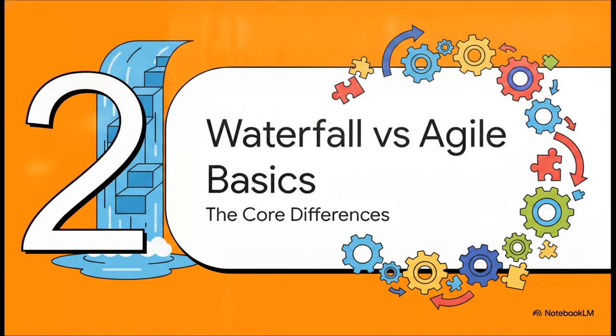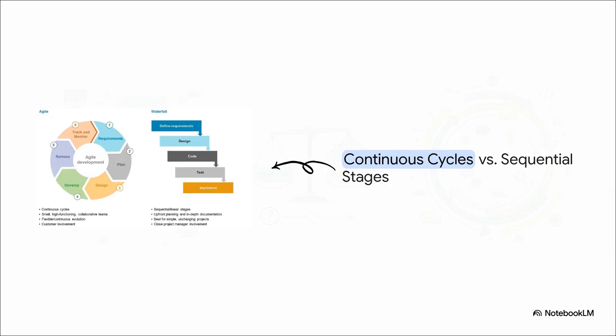Which brings us to Section 2, Waterfall versus Agile basics. And this brilliantly illustrates exactly what we're talking about. To spot those trigger words, we first need to establish the foundational differences. Traditional waterfall, it flows downward in rigid, sequential, linear stages. Define, design, code, test, implement. It relies heavily on upfront planning, super in-depth documentation, and a close project manager calling the shots. Basically, it's best for simple, unchanging projects.